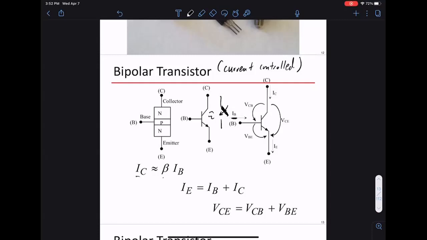So basically the current I get is some of the current coming from the base, plus a lot of the current coming from C to E across the switch. So at the end of the day, the current I get is the sum of the two currents. And then of course the voltage drop from C to B plus B to E is the same as from C to E. Any questions so far about bipolar transistors?